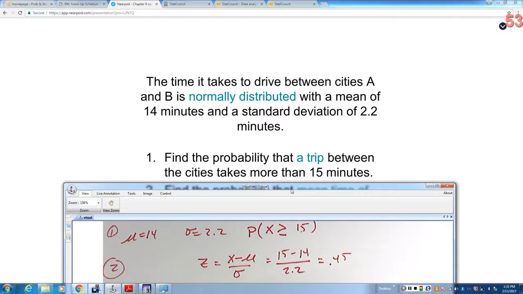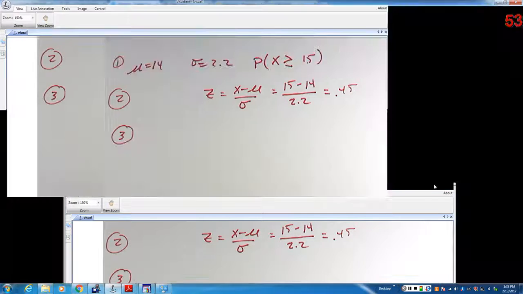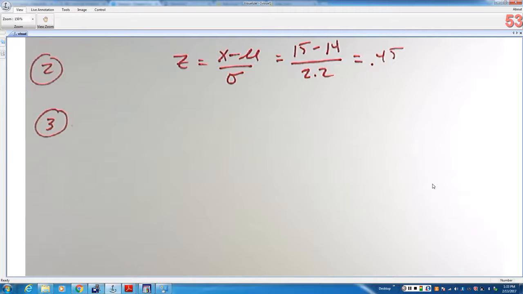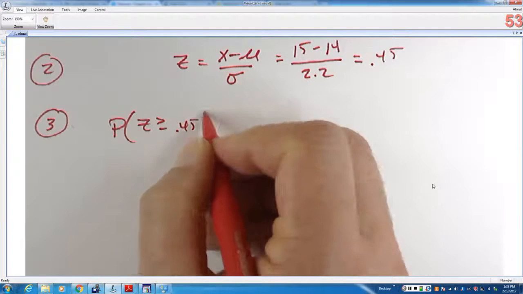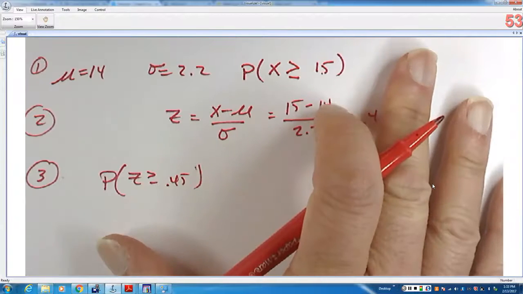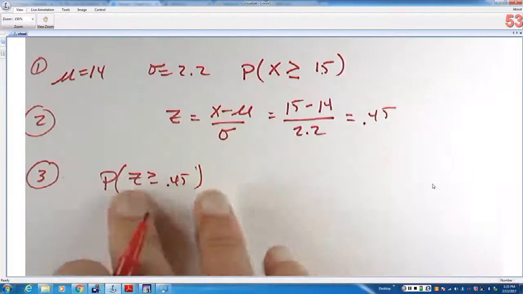Now what we're going to do is find that probability. So that's going to be the probability that z is greater than 0.45. Notice how it's changed. It used to be 15, now it's 0.45. It used to be x, now it's z.